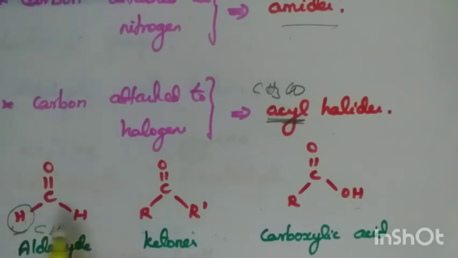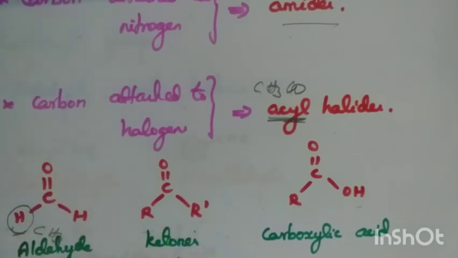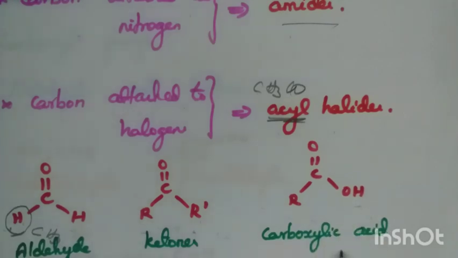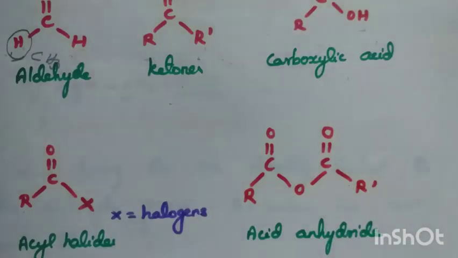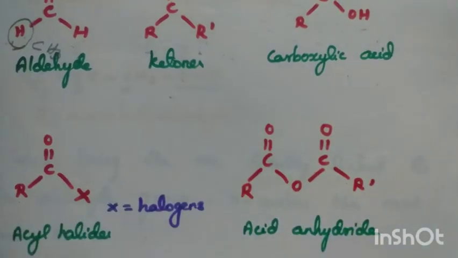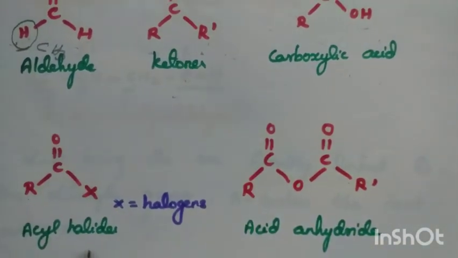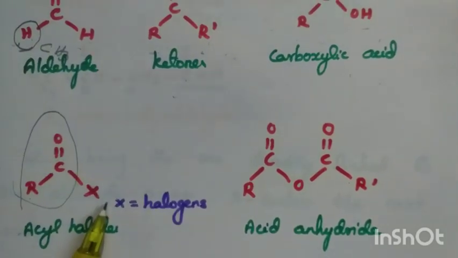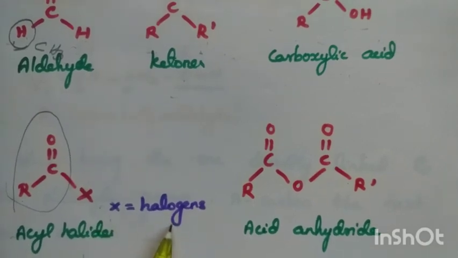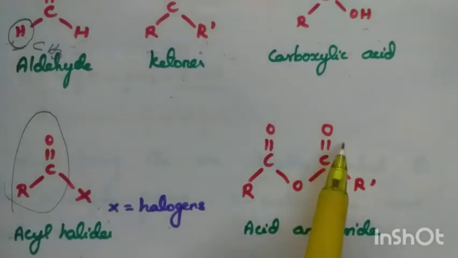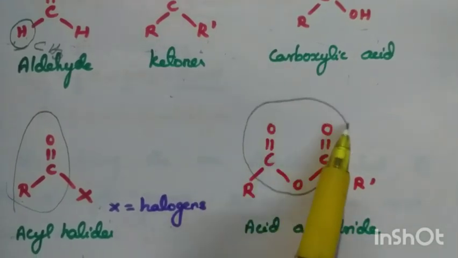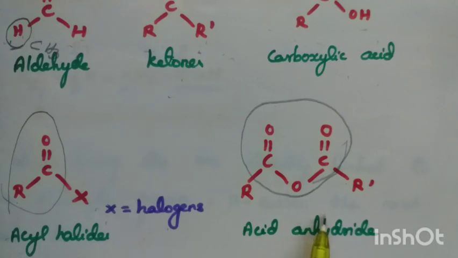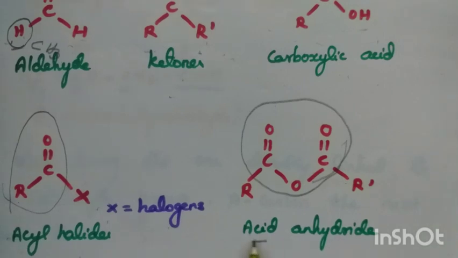So one carbon and a hydrogen, or both hydrogen. Both alkyl means ketone. One alkyl with OH means carboxylic acid. Now it is acyl halide. Acyl, that is CH3CO group. X may be halogen, that is chlorine, bromine, iodine, like that. Acid anhydride, we already discussed. Acetic anhydride, propionic anhydride, like that. It is a derivative of carboxylic acid, so it is called acid anhydride.